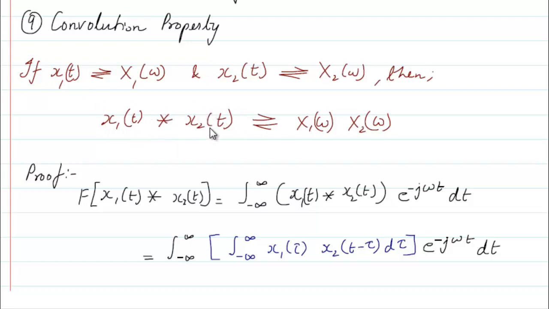Where this is going to be used: we know that if there is a system, the output of the system will be the convolution of the input with the system. So instead of convolving the input with the system, you can take the Fourier transform of the input and the Fourier transform of the system, and multiply both of them, and you will get the output spectrum. From that you can then take the inverse Fourier transform to get back the output in the time domain.